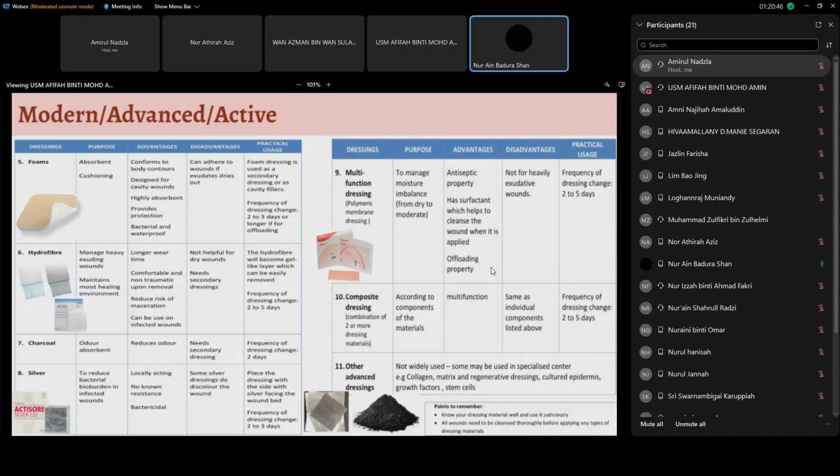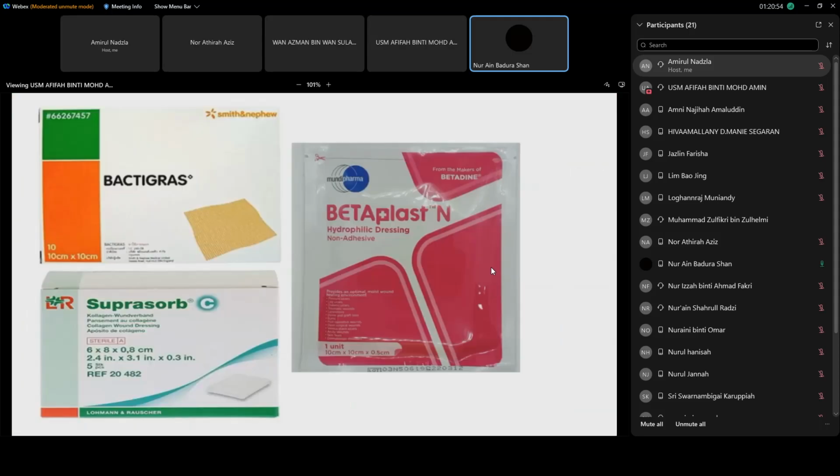And next we have other dressings like multifunction dressing, composite dressing, and other advanced dressings. We also have paraffin dressing that we always encounter in the ward, which is Petit Grass. And there is also collagen dressing, which is under advanced dressing. Next.